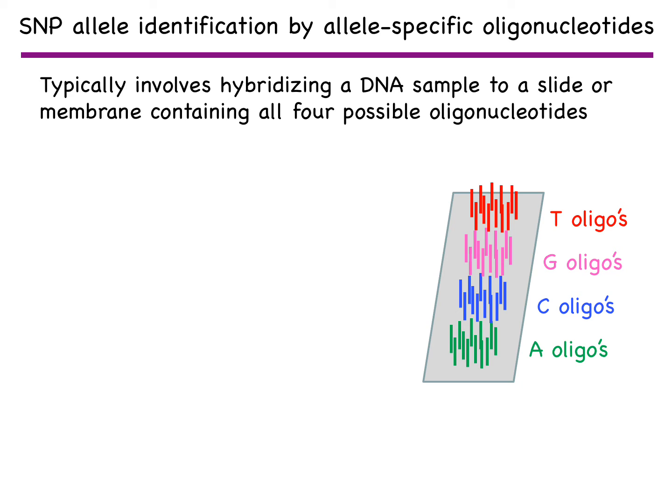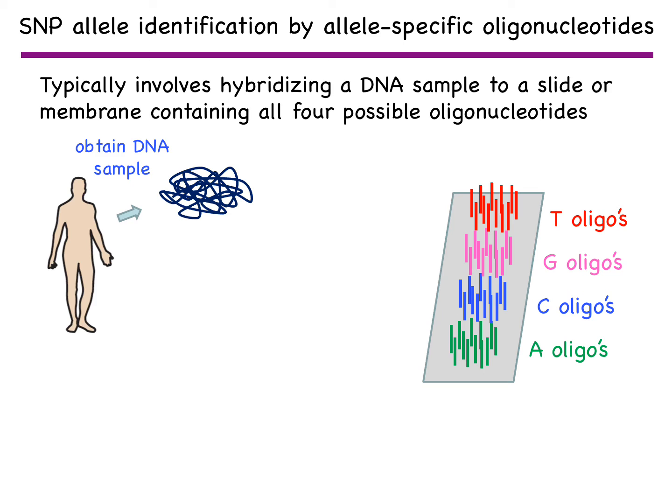So it typically involves taking a DNA sample and hybridizing that DNA sample to a slide or a membrane that contains all 4 different oligonucleotides in different spots on that slide or that membrane. So in the membrane that I'm showing you here, or the slide that I'm showing you here, you can see there's a portion of the slide that has just the T oligos, a portion of the slide has the G oligos, a portion of the slide that has the C oligos, and the portion that has the A oligos. And these oligos are actually covalently attached to the slide, so they're stably situated at that position on the slide.